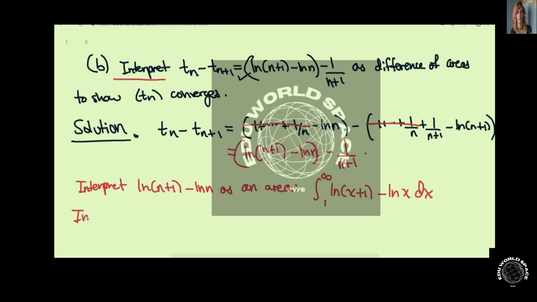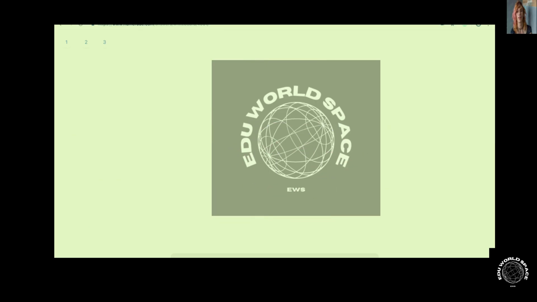Similarly, if we interpret 1 over 1 plus n as an area, then the corresponding integral should be 1 to infinity 1 over x plus 1. Going on to the next page, then the difference of the areas is interpreted as the integral from 1 to infinity, and now we just subtract.